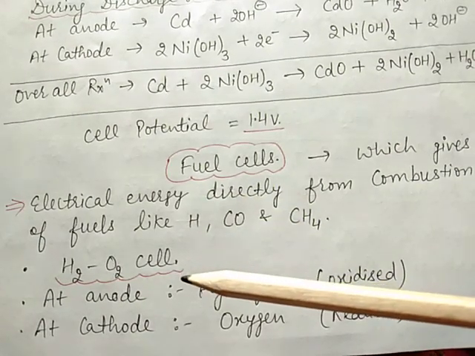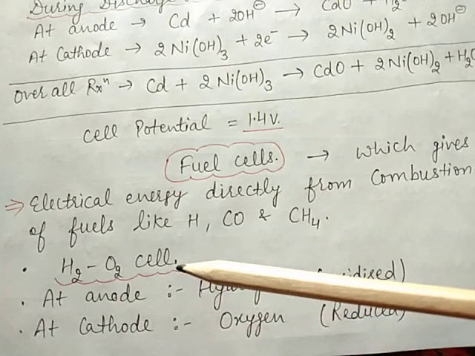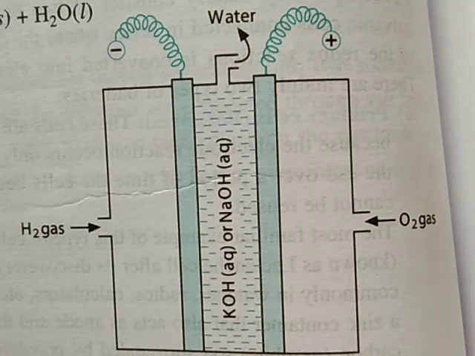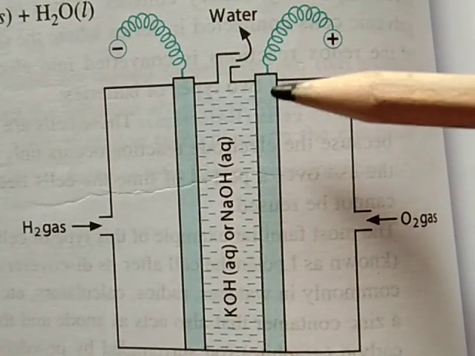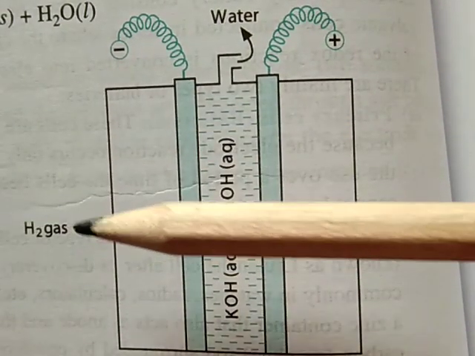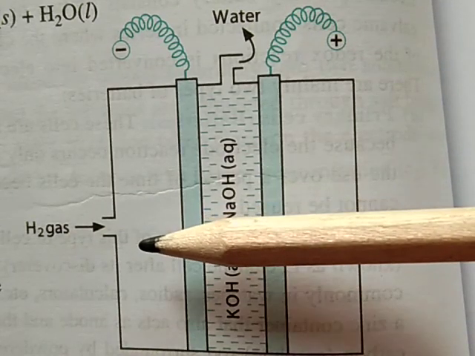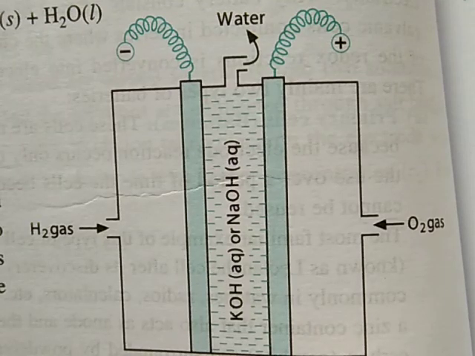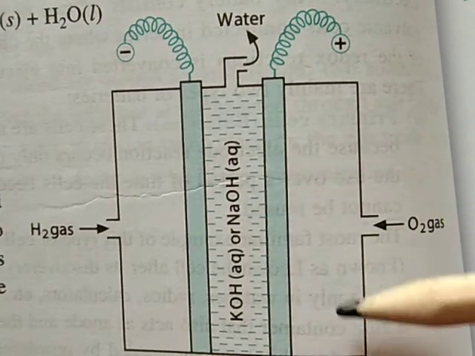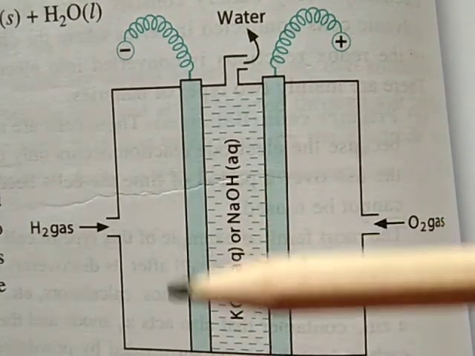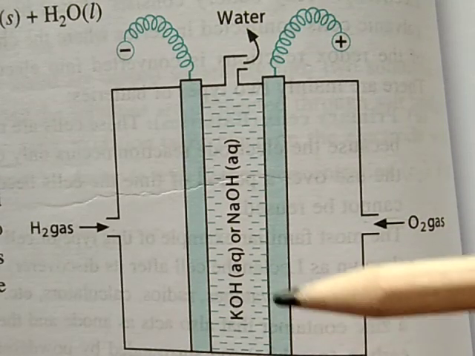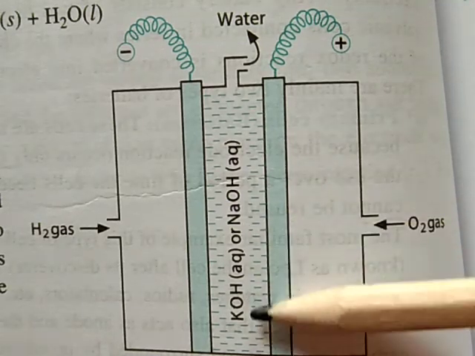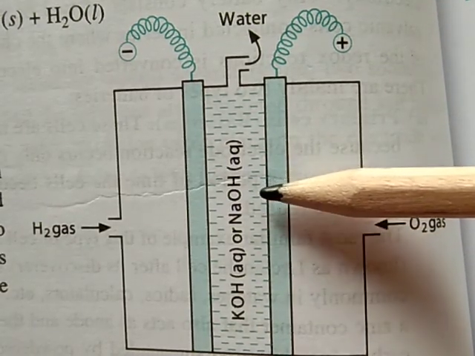In this cell, hydrogen and oxygen are bubbled through porous carbon. This is the H2-O2 cell, meaning fuel cell. Here hydrogen and oxygen are bubbled through the porous carbon electrodes into concentrated aqueous KOH. Here a solution of KOH and NaOH is taken.